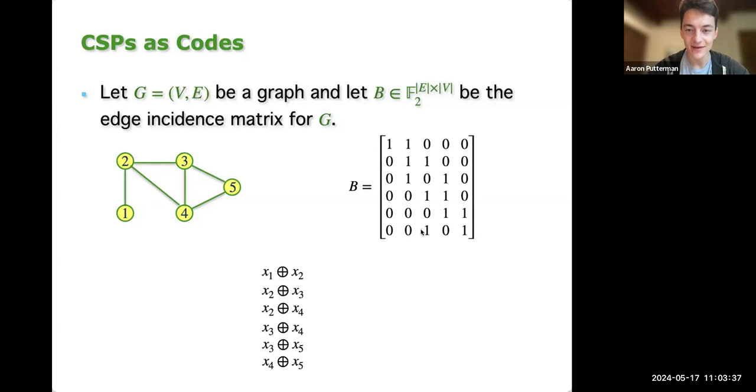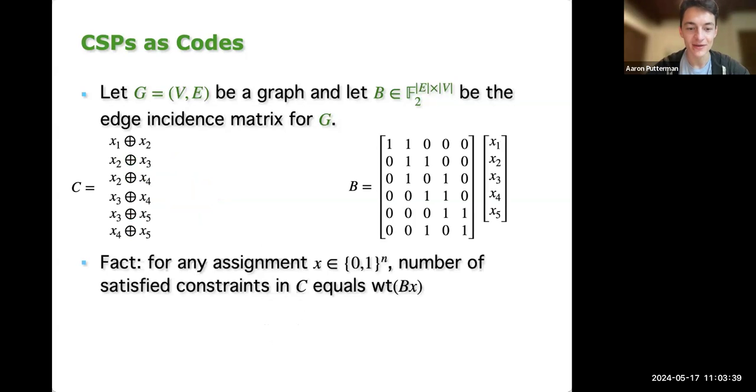The reason this is a nice representation is that if we consider some assignment X in {0, 1}^n, this is equivalent to looking at some matrix vector product. In particular, if we made the vector x1 through x5 in this example, and did the matrix vector product where we took B and multiplied by this vector X, this will canonically give us the exact same CSP that we have on the left.